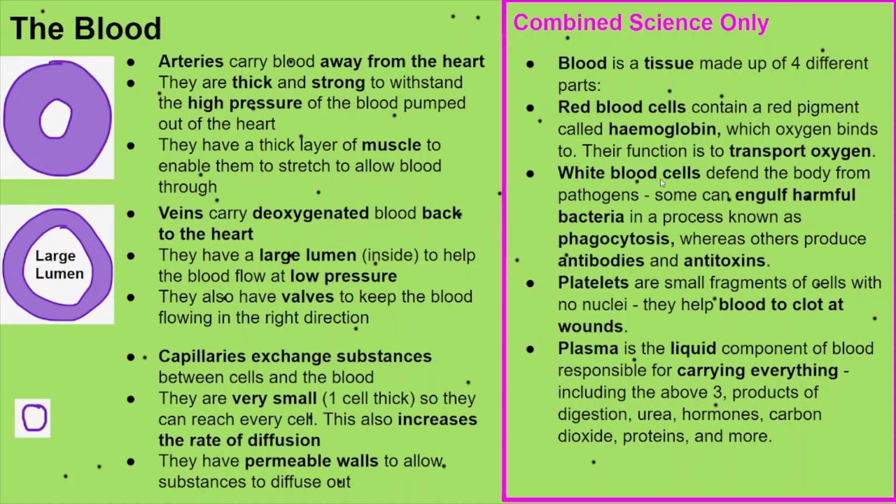White blood cells, this is all about defense. We'll cover them a bit more in the next video, and they can engulf harmful bacteria. This is called phagocytosis, and they can also produce antibodies and antitoxins, which again we'll look at in the next video. Platelets are small fragments of cells with no nucleus, and they help blood to clot at wounds and prevent infection. And plasma, the blood plasma, that's just the liquid component.